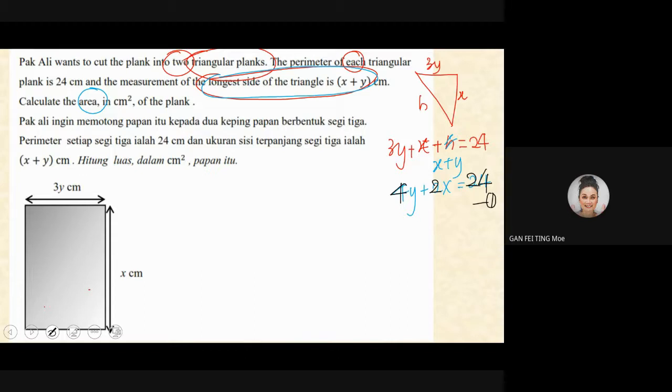So what else is the information given to you? That's all, I can't continue, right? I've used up my 3y, I've used up my x, and the information from the question that this length is x plus y, I already used in this triangle. How am I going to continue with this question?